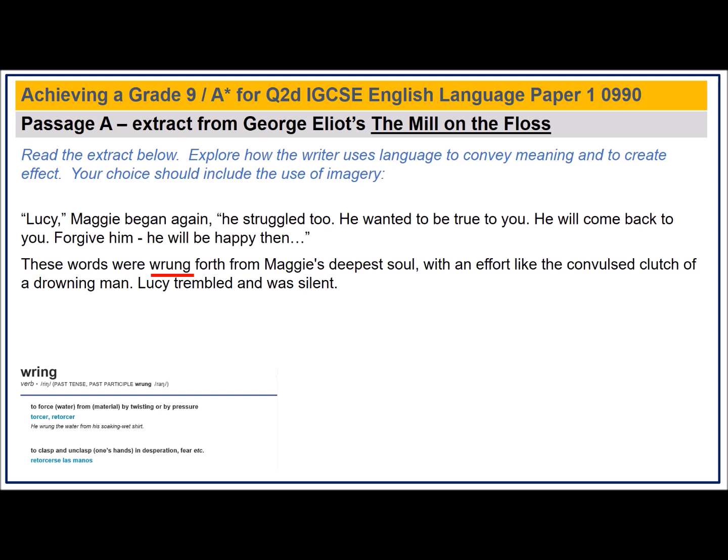Are you making sure that when you read a word you half know, you look it up in that dictionary and jot it down? Anyway, on screen you can see the definition of wring, which is to force by twisting or by pressure. What does this word imply about the willingness of Maggie to say these things to Lucy? Did these words come easily? Did they cause her some kind of pain?